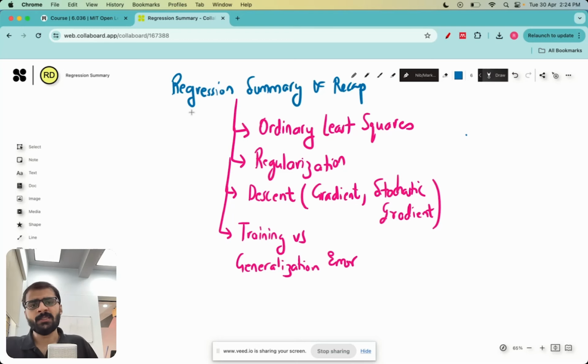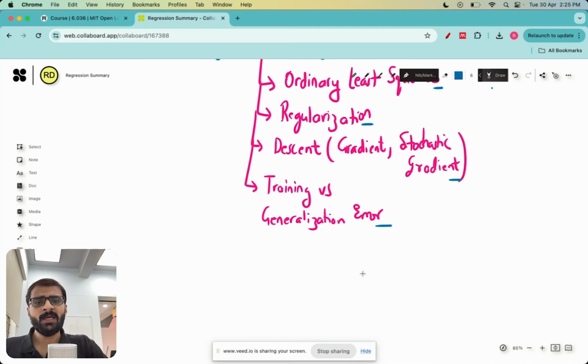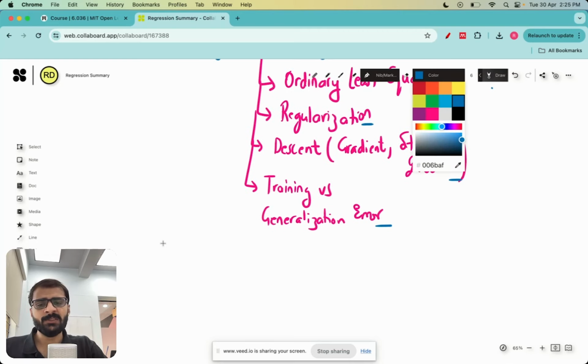So let us start. We will be looking at four things especially. We'll be looking at ordinary least square. We'll be looking at regularization. Then we'll be looking at gradient descent and stochastic gradient descent. And finally, we'll be looking at training versus generalization error. So let's start with the problem at hand in the first place.